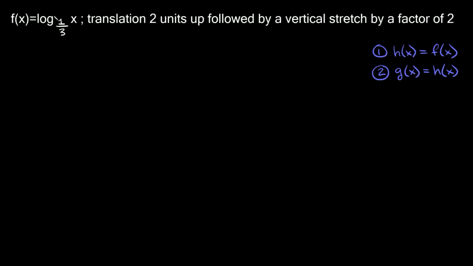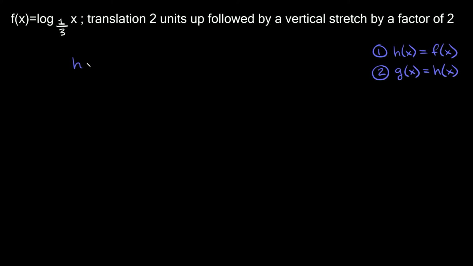So it says f of x is equal to log base 1/3 of x. And then these are the transformations. So it says a translation 2 units up, followed by a vertical stretch by a factor of 2. All right, so where do we start? Well, there's basically two big steps I kind of like to follow when trying to solve these. The first step is just writing h of x is equal to f of x. All right, so let's just start there.